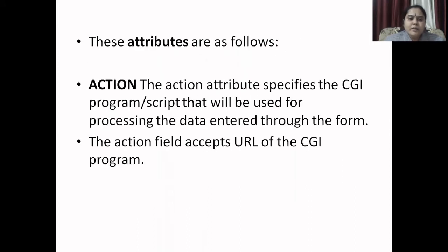Next, these three attributes are: first is action. The action attribute specifies the CGI program or script that will be used for processing the data entered through the form. The action field accepts the URL of the CGI program.